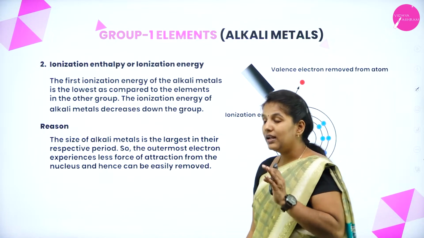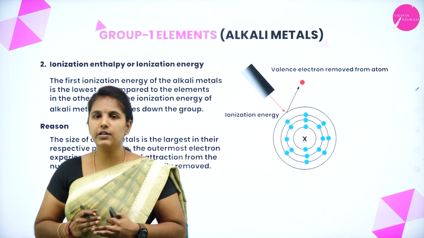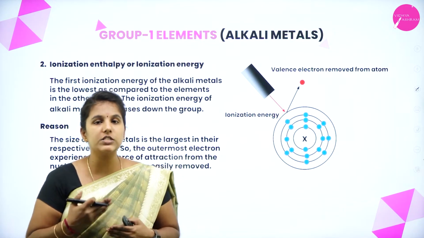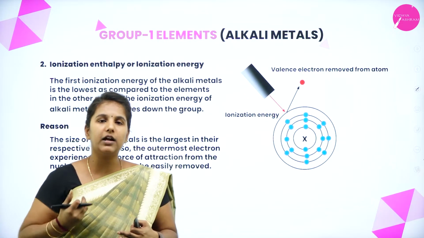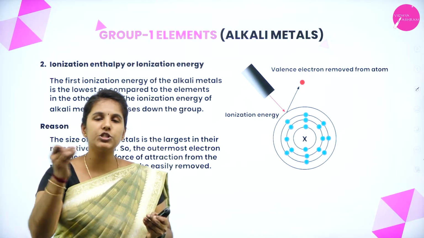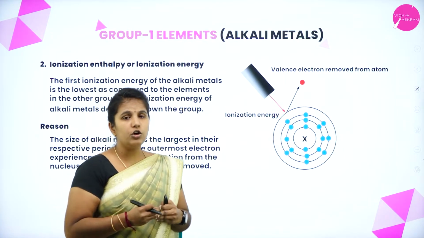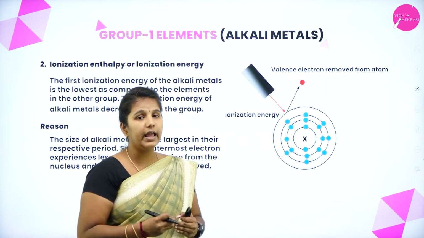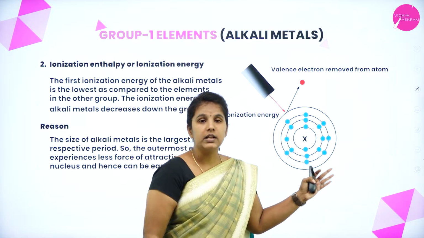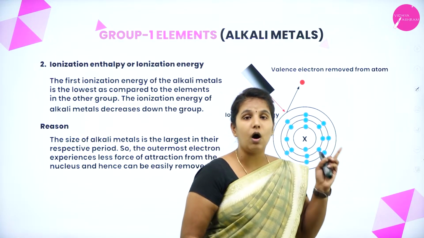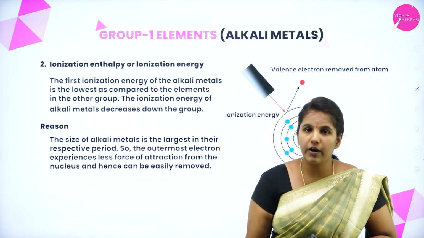We'll see the ionization enthalpy of the group 1 elements. We all know that ionization enthalpy or ionization energy is the energy required to remove the electron present in the outermost shell of an atom. All group 1 elements have only one electron in the outermost shell. Hence the energy required to remove the outermost electron is very small in group 1 elements.